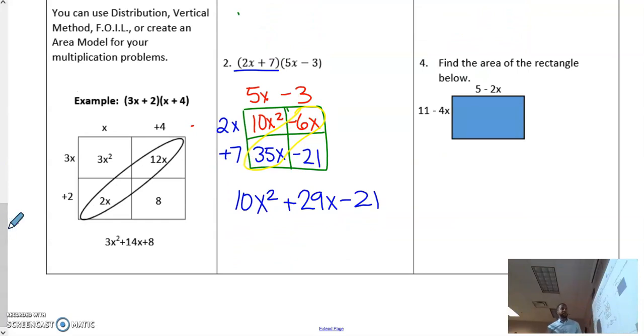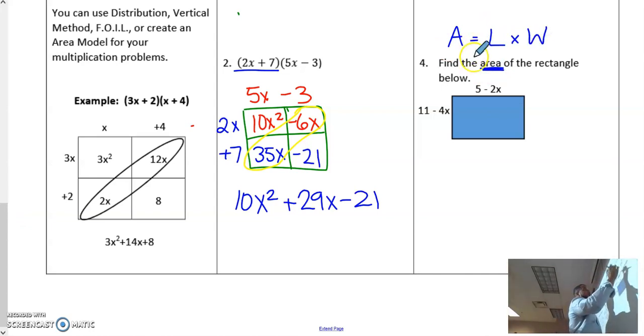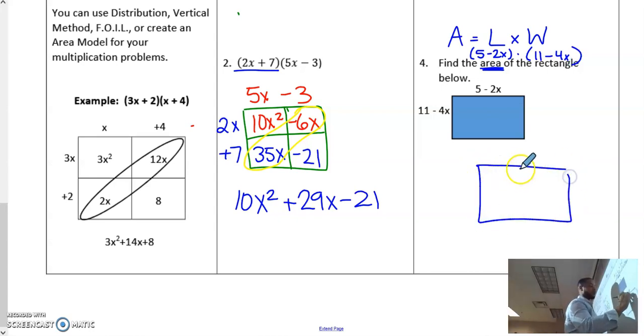Now, almost done. We got one last problem here. It says find the area of the rectangle. Area is length times width. And we have the length and the width. We're going to call the length 5 minus 2x, and then the width is 11 minus 4x. So that means we're just going to multiply those two, just like we did in problem number 2 over here. We can use the area model. And don't get scared because the constants are in the front. It's okay. We'll be fine.